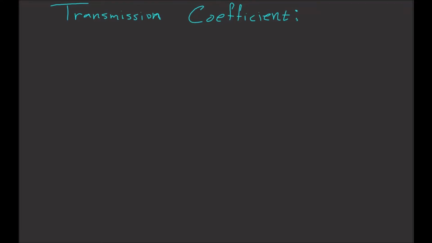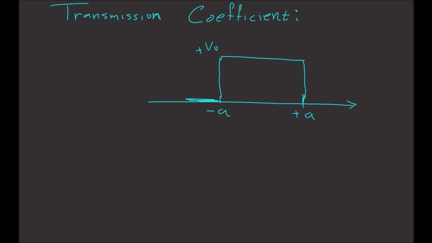Let's take a look at another transmission coefficient for a different scenario. In this scenario, our potential function sits between minus a and positive a, where the potential is positive V naught, and everywhere else it's zero. Our job is to find the transmission coefficient if the energy is greater than V naught. That's the first scenario, where E is greater than V naught.